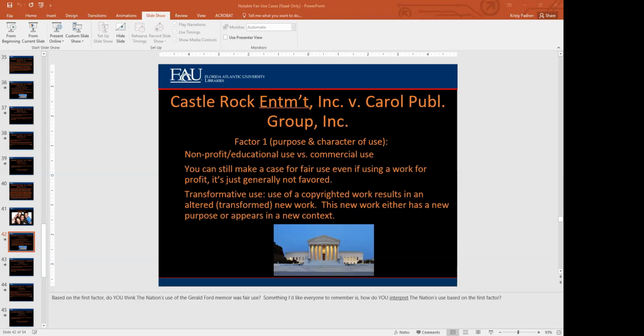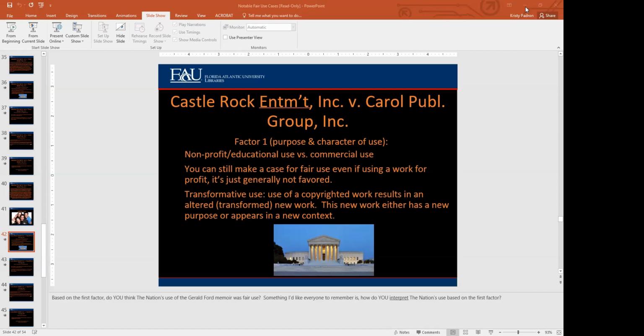So when you think about factor one, the purpose and the character, was the publisher doing this for nonprofit or educational purposes? And was it a transformative use? Seinfeld was a very popular TV series, but yet this was a game. So we've got factor one, fair use, to consider. Ken says that it sounds like it's transformative, so does Brian. And a couple of people also said that it was commercial use too. I'll go to the next one.